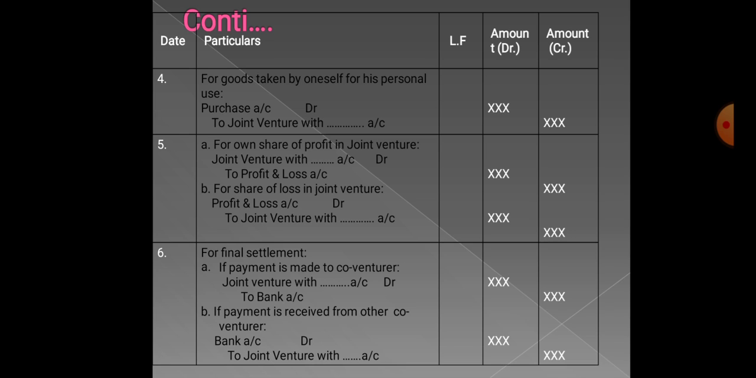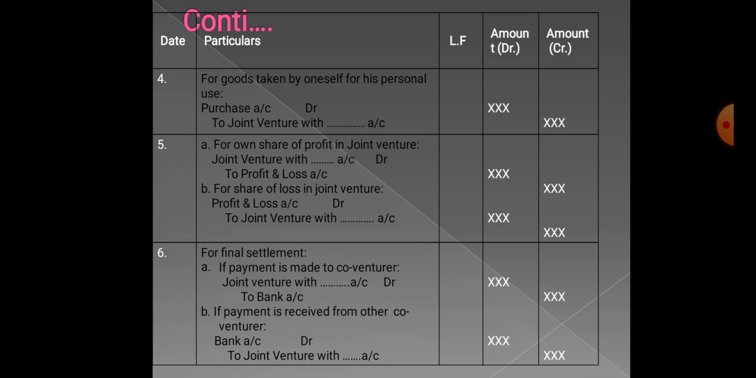And now coming to the last entry, that is for final settlement. If the payment is made to the co-venturer, if he has to make the payment, then the entry would be joint venture with so and so account debtor to bank account. If the payment has to be received from the other co-venturer, then the entry would be bank account debtor to joint venture with so and so account. So this is how we have to write the entries.